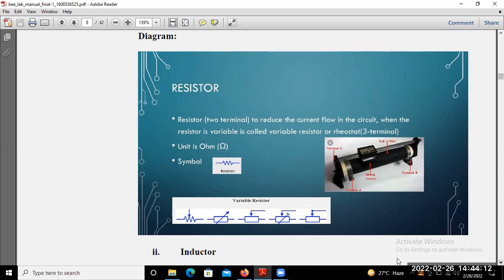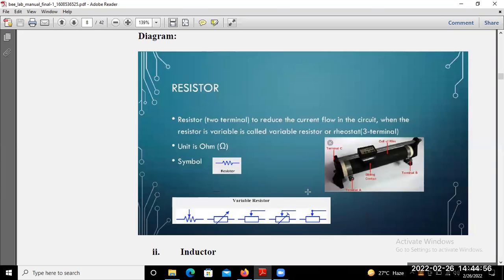So this is the notation of the resistor. I think this is the symbol for the resistor. You may find this one for fixed resistance, and all these are for the variable resistor. So this type of notation you may use in the circuit diagram. Either this notation or this notation. Among all these, anyone you can use.